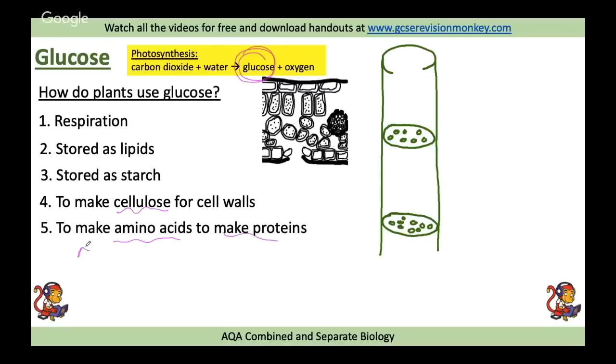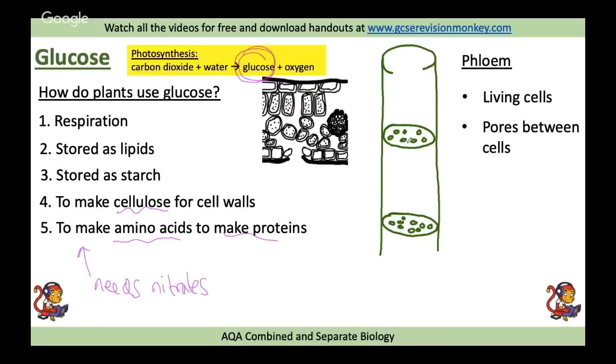Now, this one uses nitrates from the soil as well. So the bottom one, the plant needs the glucose and nitrates which it gets from the soil. Then it will travel in the phloem. These are the living cells, similar to xylem. In fact, they're tubes that transport things, but they've got pores between the cells.